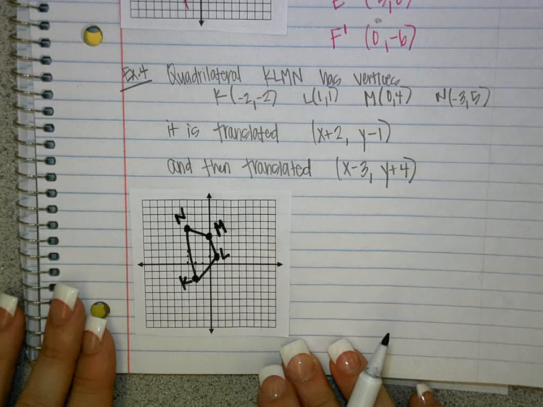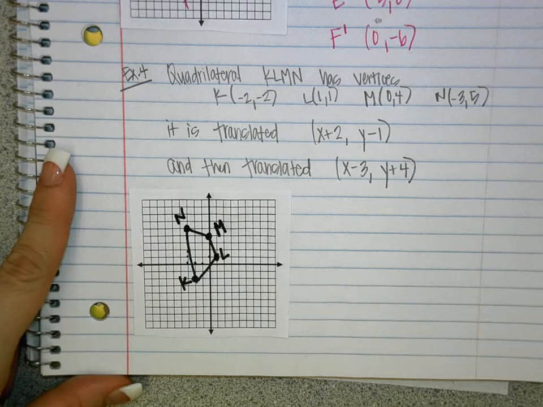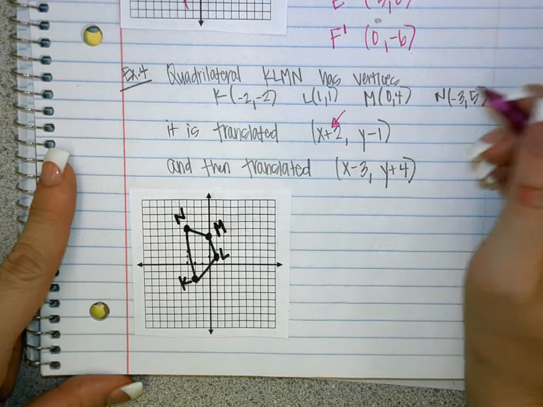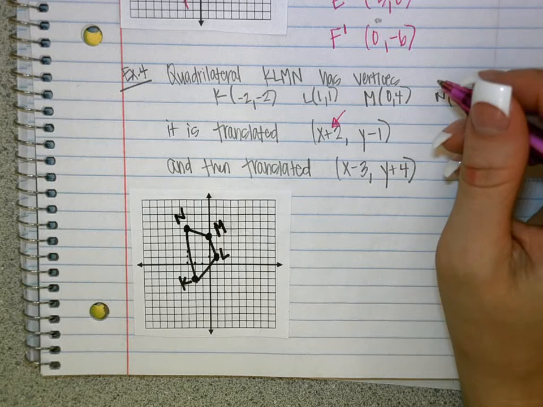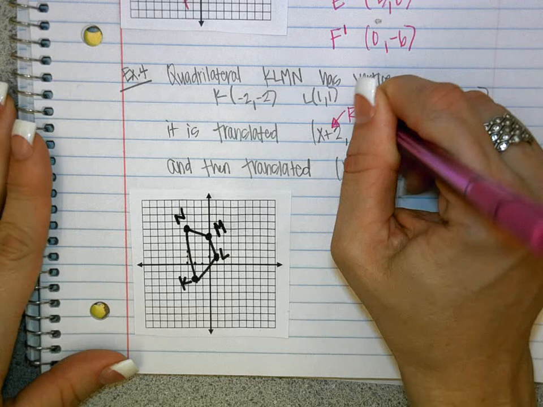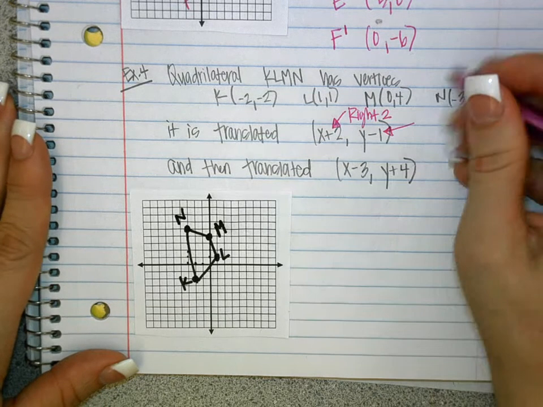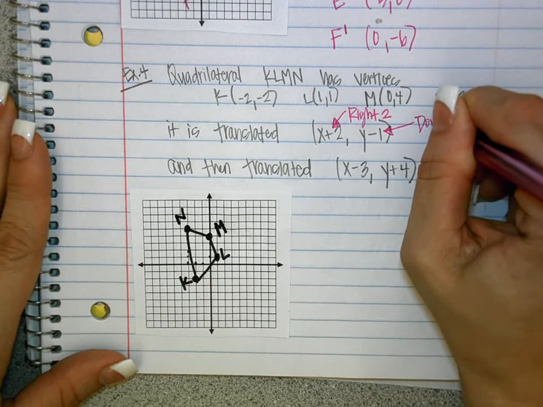So this one we're going to actually do 2 translations. The first translation that I want you to do is this one. So x plus 2 tells you to move which way? Up, down, left, or right? Right. X tells us to move left or right, and since it's positive, you're moving to the right. So you're moving right 2. The y portion, y minus 1, tells us to move up or down? Down 1.